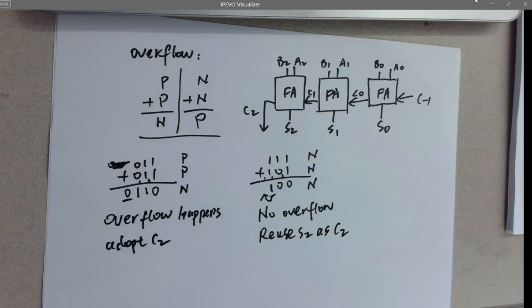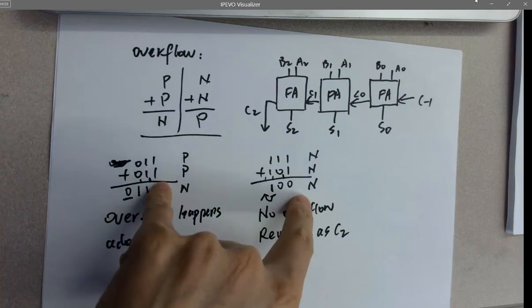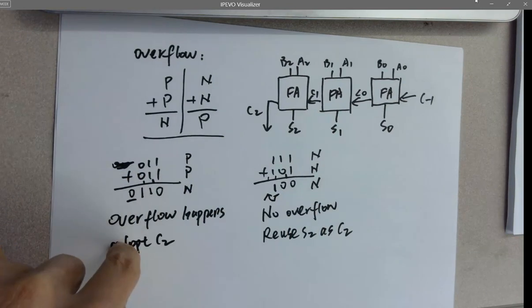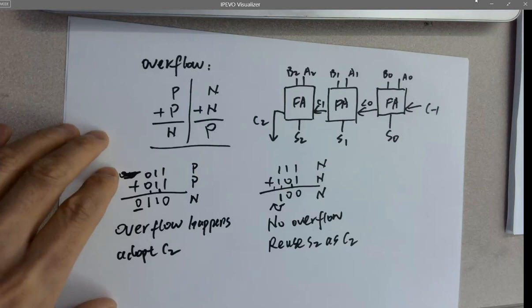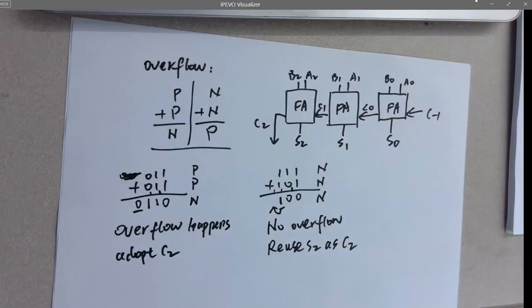So reuse S2 as C2 for this situation. Remember these two rules, okay? Overflow, then adopt C2. Are you going to be sure about what C2 is from this architecture? Is that going to be a certain number or is it changeable?